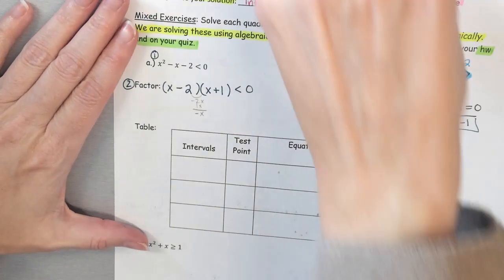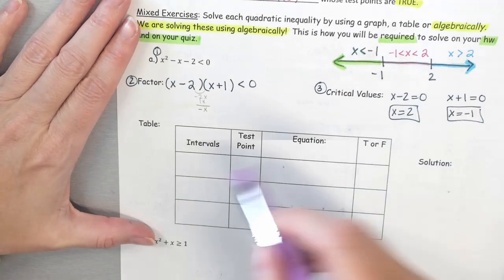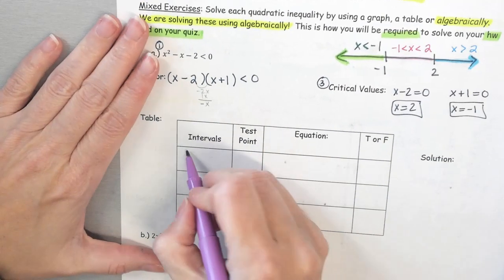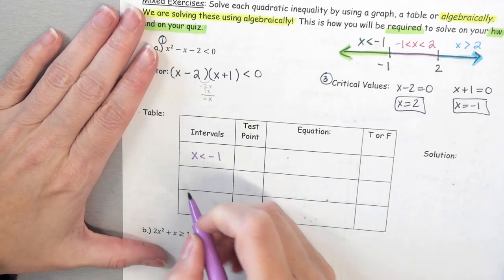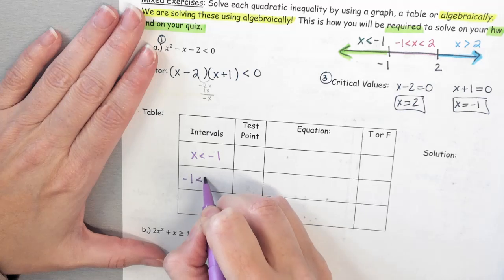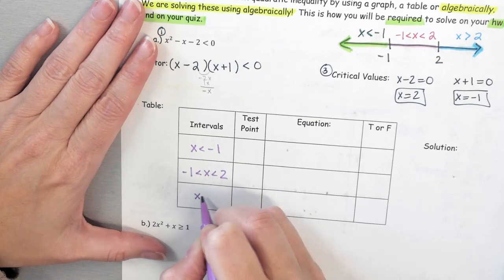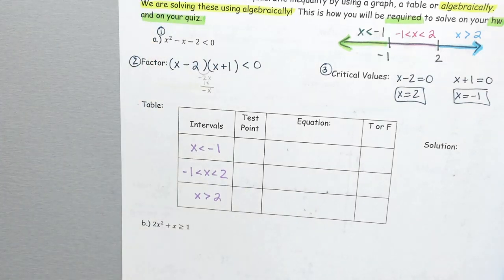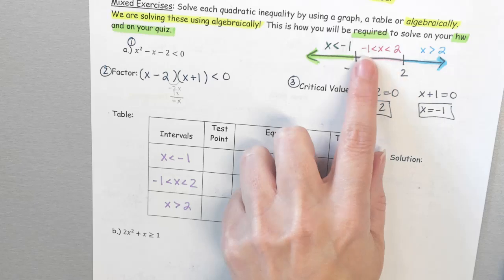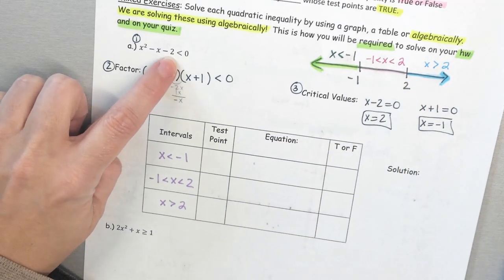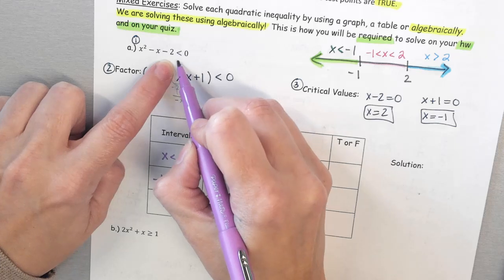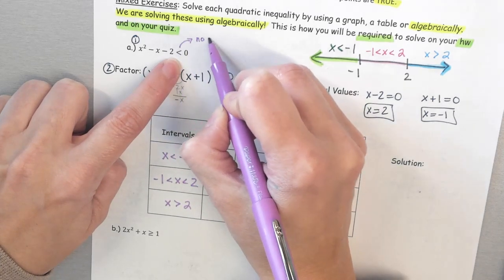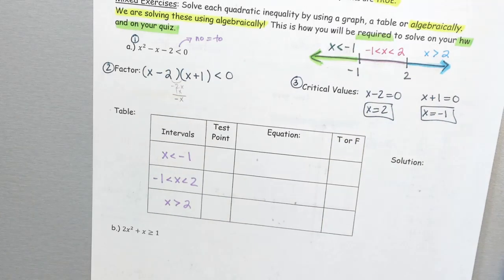So we're going to take those intervals and write them in this lovely table. Our intervals are x is less than -1, x is in between -1 and 2, and x is greater than 2. So you have 3 intervals created by those 2 critical values. Now we have the less than signs and the greater than sign because of this. See how there's no equal to here? If there's no equal to, then that's what you're going to include in your intervals.